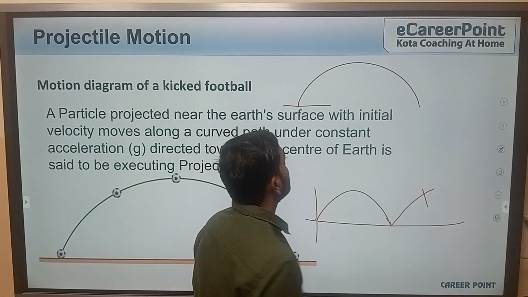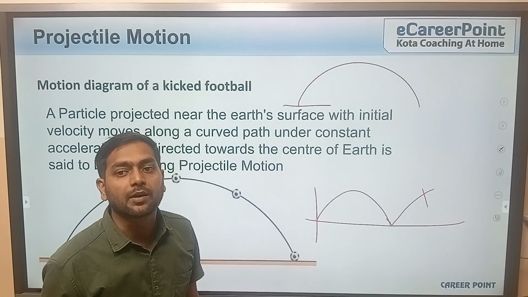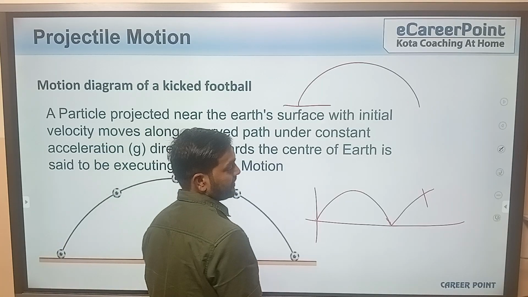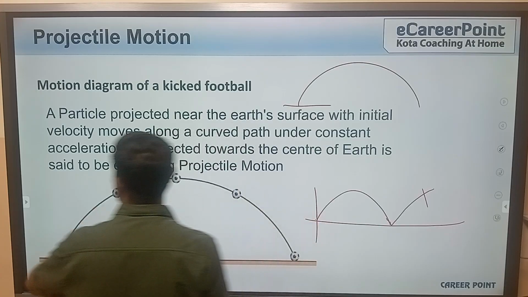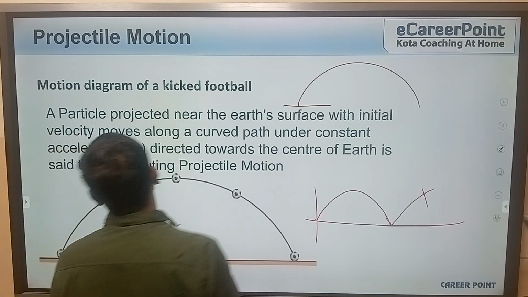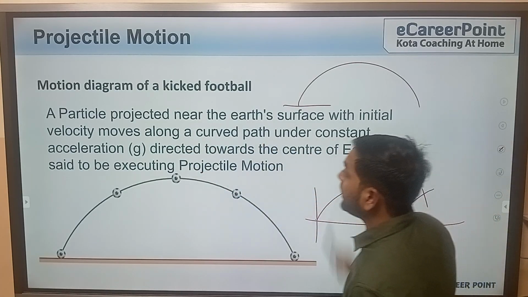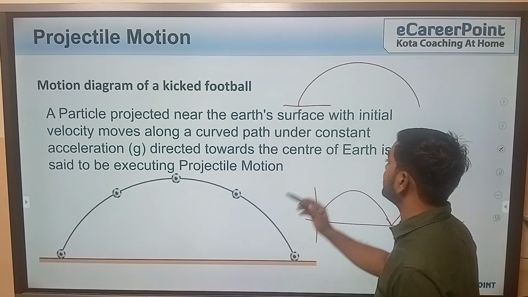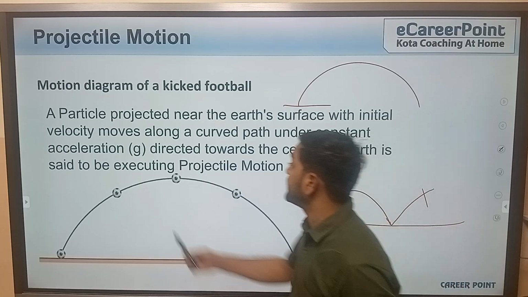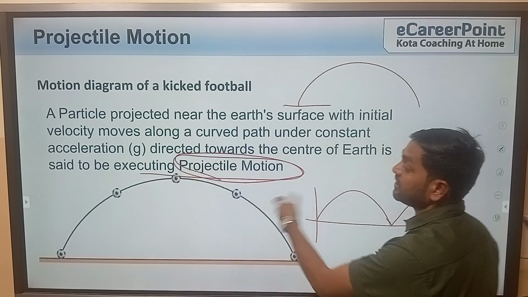The trajectory of that path is called a parabolic path. Here we have the motion diagram of a kicked football. A particle projected near the earth's surface with initial velocity moves along a curved path under constant acceleration directed towards the center of the earth, and is said to be executing projectile motion.